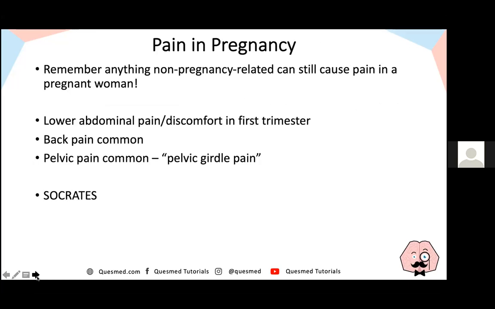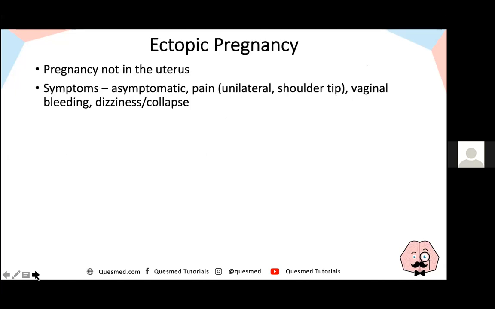And remember, anything non-pregnancy related can still cause pain in a pregnant woman. But common pregnancy related pains are lower abdominal pain in the first trimester. That's just due to the ligaments and uterus stretching. Back pain is very common in pregnancy, and pelvic pain is very common in pregnancy as well. And we want to think about ectopic pregnancy.